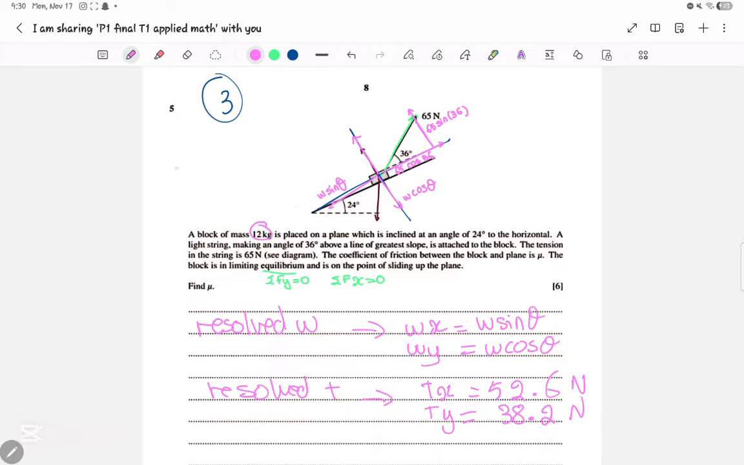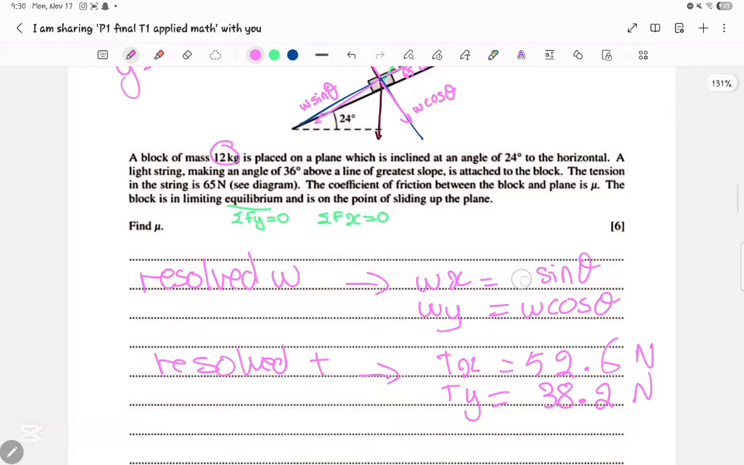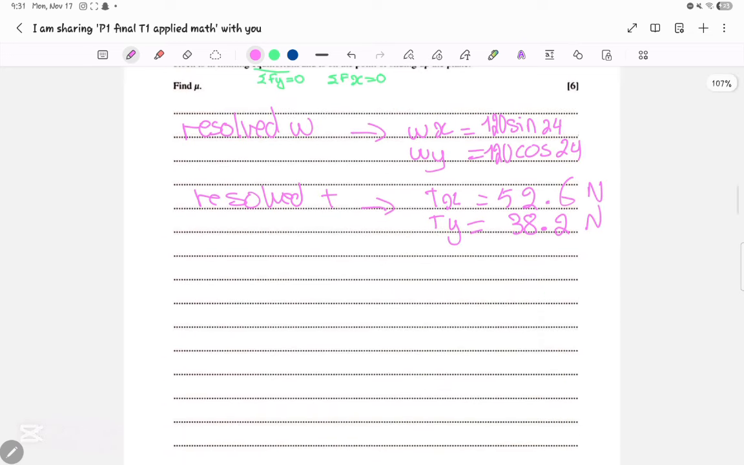Now, how much is the mass of the block? The mass of the block is 12 kg, and we're gonna be using G as 10. That means W is 120 because M times G. And theta is how much? Theta is the angle of inclination of the plane, which is 24. So now I can find the value.